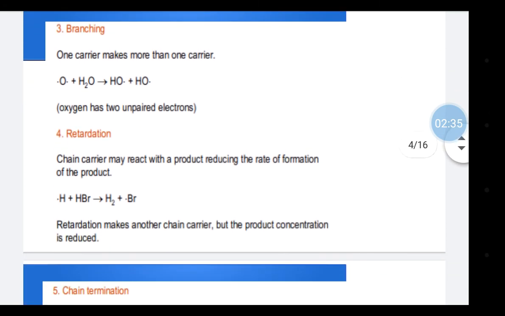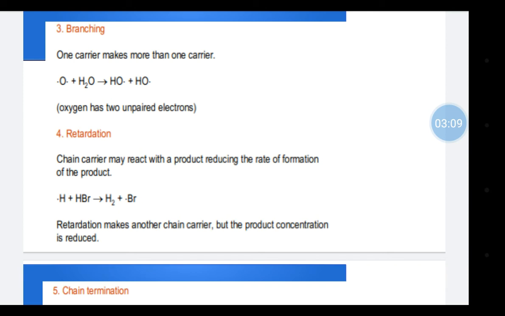The next step that is present in some of the chain reactions is the chain branching reaction. In a chain branching reaction, one chain carrier makes more than one chain carrier. For example, oxygen free radical reacts with H2O molecule to produce two hydroxyl free radicals. So this is an example of a branching chain reaction. One chain carrier produced more than one chain carrier.